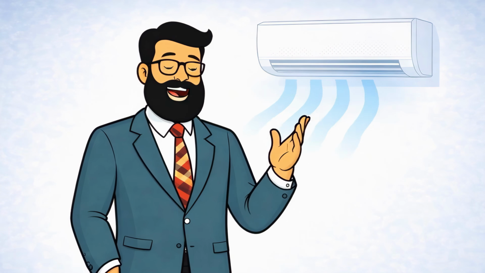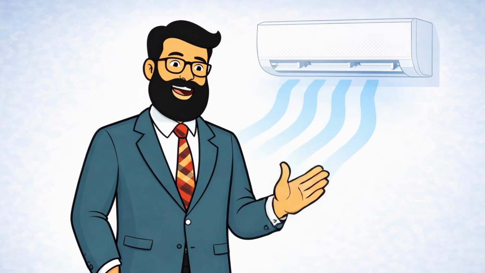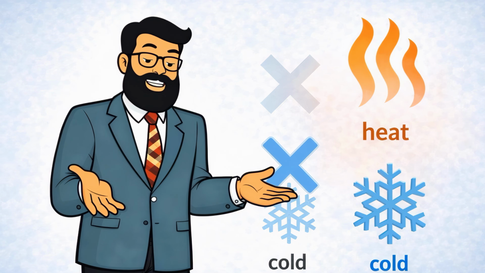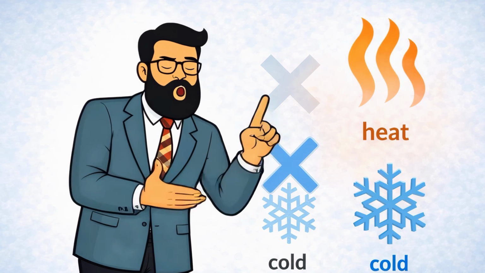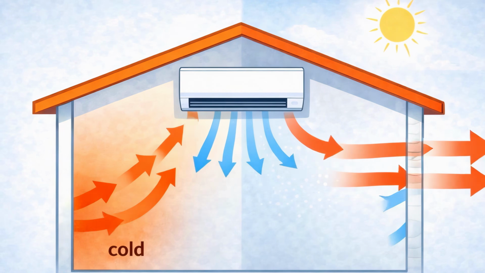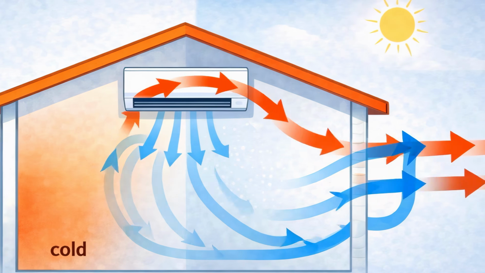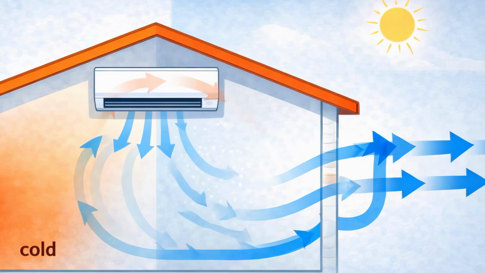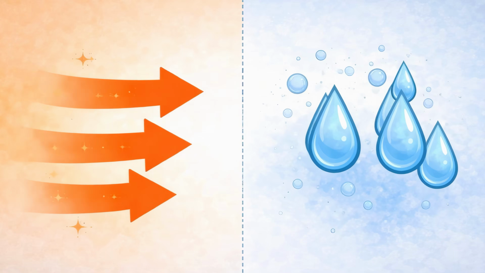To understand why an air conditioner leaks, we first have to understand what an air conditioner actually does. Most people think of an AC as a machine that makes coldness, but in the world of physics, cold isn't something you create. It is simply the absence of heat. Your air conditioner is actually a heat mover. It takes the heat from inside your home and dumps it outside.